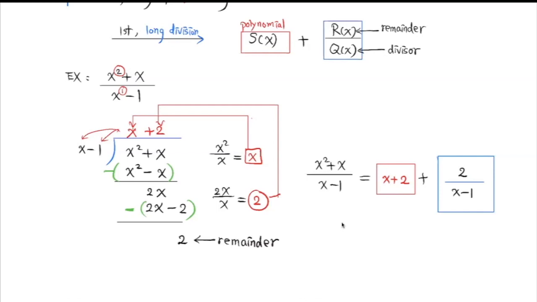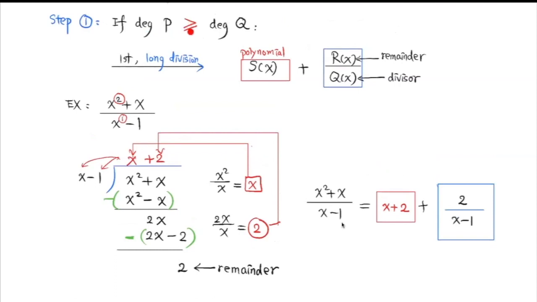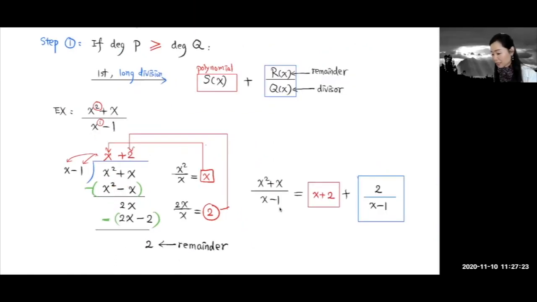Notice that when the degree of the numerator is greater than or equal to the degree of the denominator, you have to use long division first. If they both have the same degree, say x squared and x squared, you still use long division first.